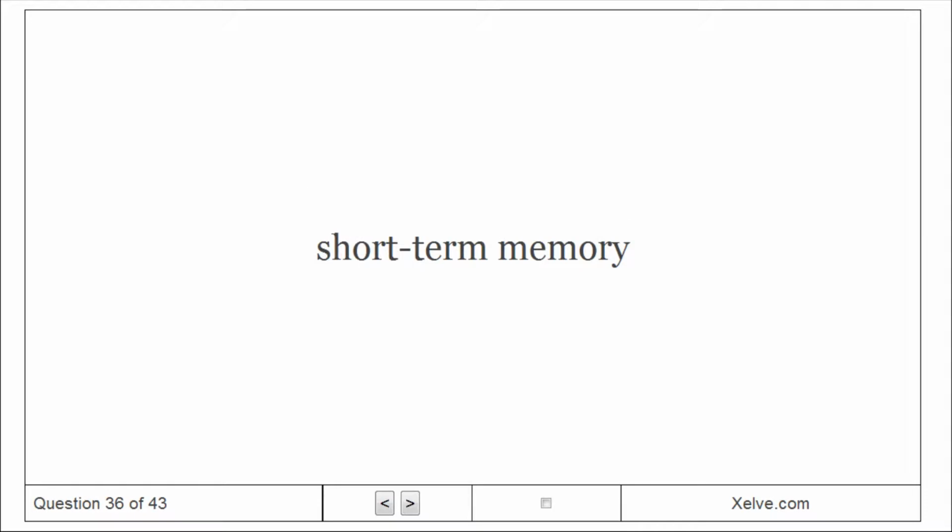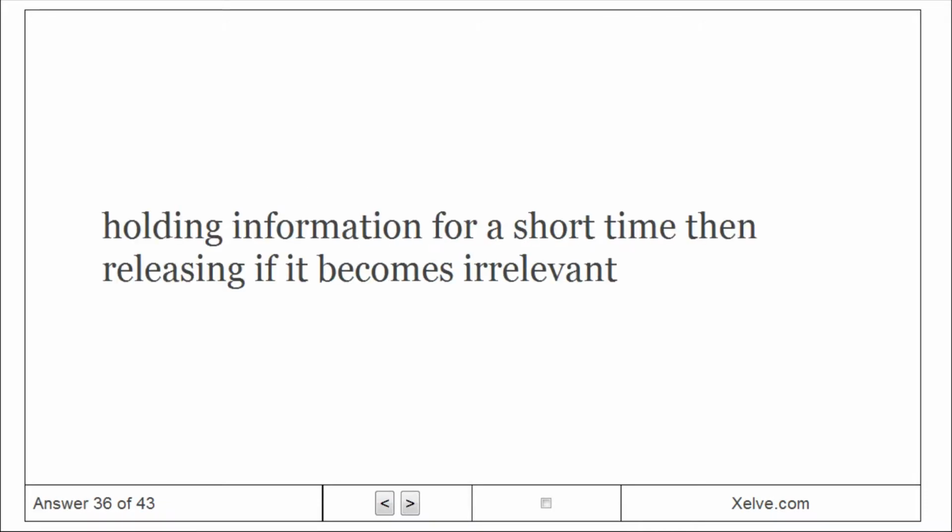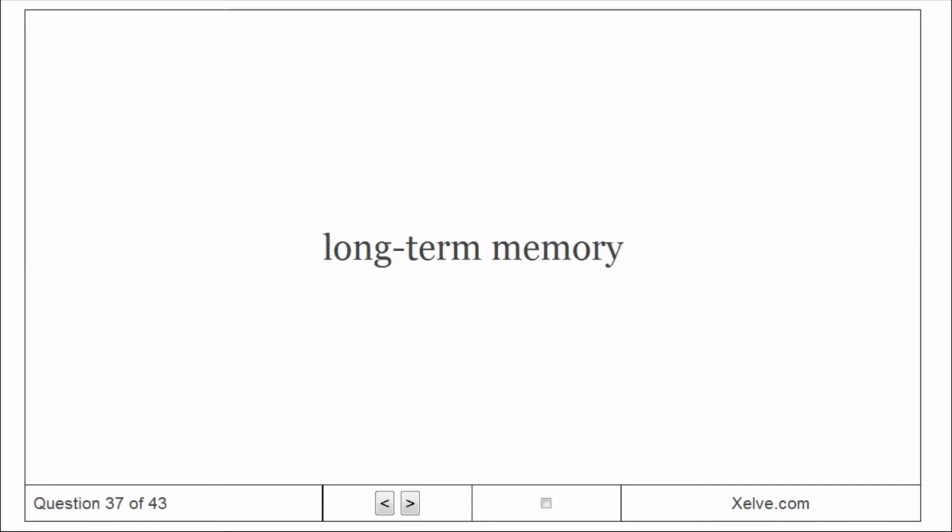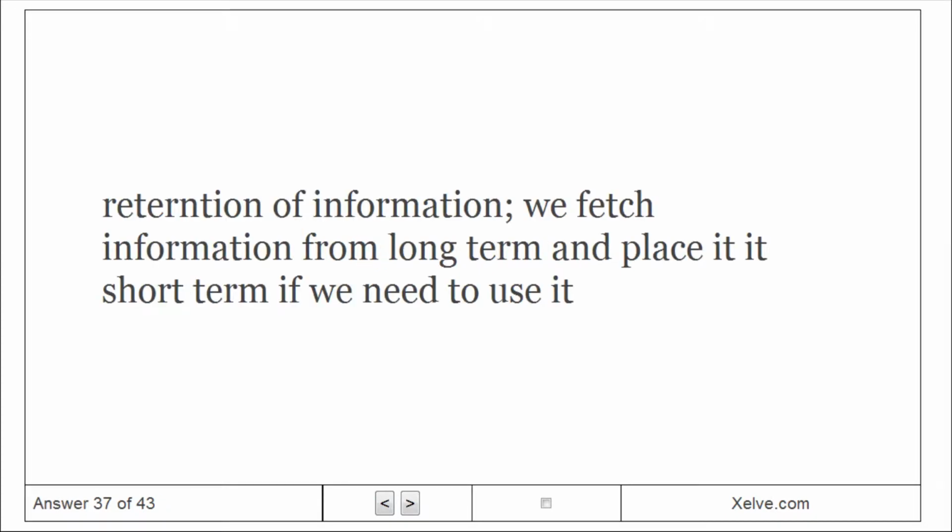Short-term memory. Holding information for a short time, then releasing it if it becomes irrelevant. Long-term memory. Retention of information. We fetch information from long-term and place it in short-term if we need to use it.